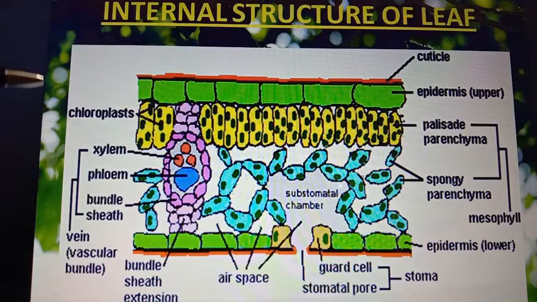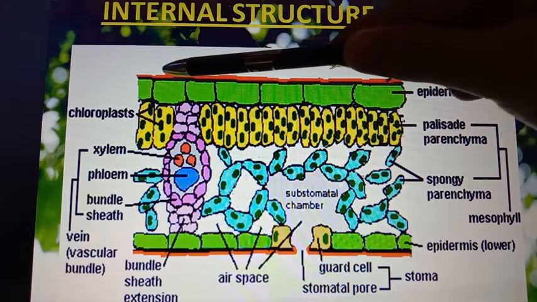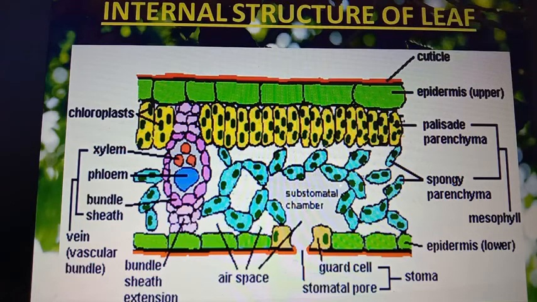So here is the labeled diagram of the internal structure of the leaf. First layer is the waxy cuticle. You can see here the cuticle layer, the uppermost layer that covers the surface of the leaf. Cuticle is the outer thick waxy covering of the leaves. It mainly protects the leaf and limits the water loss through evaporation. Thus, it prevents the drying of plants.